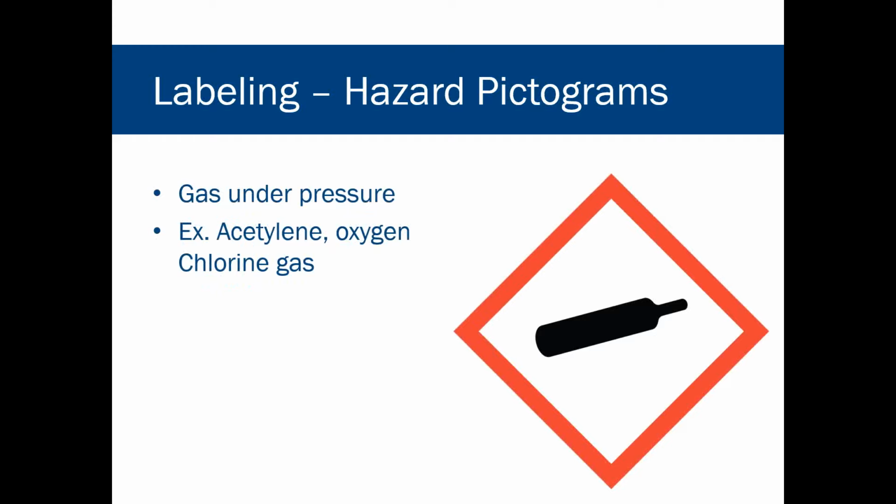The pictogram of a gas cylinder basically categorizes items or gases under pressure. These are going to include, of course, the cylinders, but also liquefied or refrigerated gases in bulk storage tanks. Some examples of these are acetylene, which is used for welding; oxygen, which could also be medical oxygen; and then chlorine gas, which can be used in water and wastewater treatment.